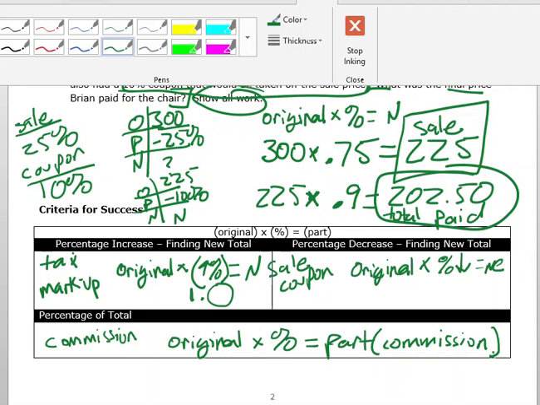At this time, gentlemen, you're going to do your partner work and then you're going to do your independent practice. And when we come back together, we are going to go over the last page of the independent practice. Teachers, pause here.